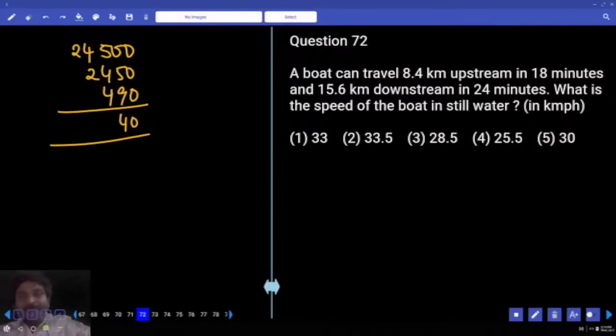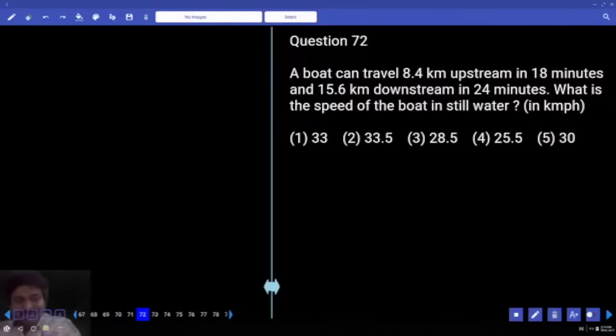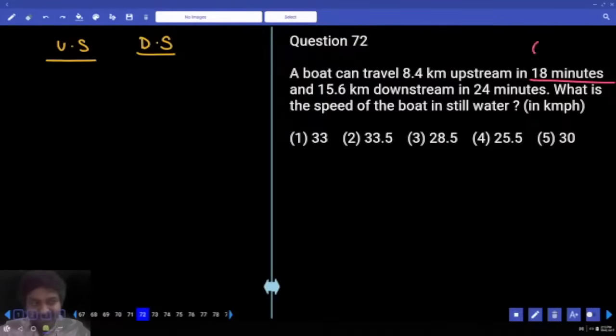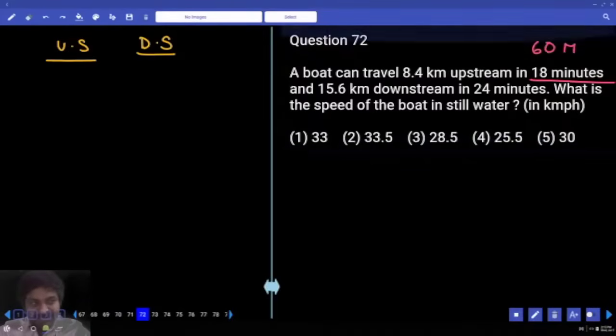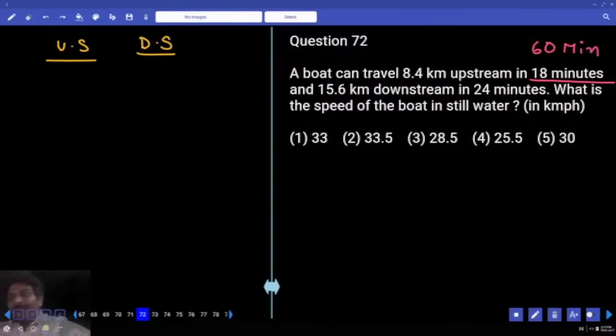A boat can travel 8.4 kilometers upstream in 18 minutes and 15.6 kilometers downstream in 24 minutes. What is the speed of the boat in still water? Upstream and downstream, first we need to calculate these speeds. In upstream, how many minutes were covered? Either you can use a formula or convert 18 minutes to 60 minutes, then you will get speed in kilometers per hour.